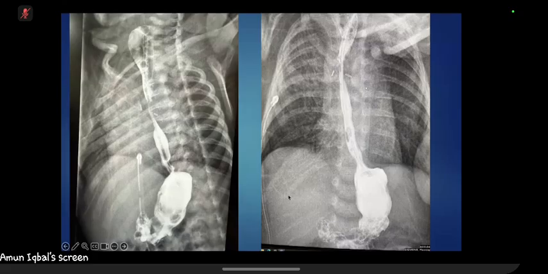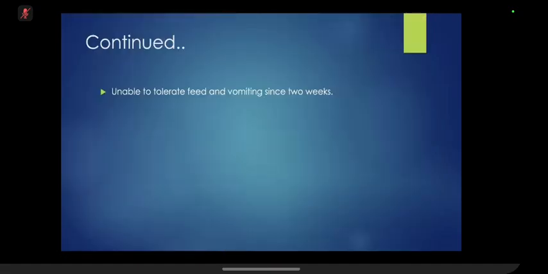There is no contrast passing to the trachea and to the tracheobronchi, passing the contrast from the esophagus to the stomach. It means a successful surgery. There is no evidence of any fistula or communication.